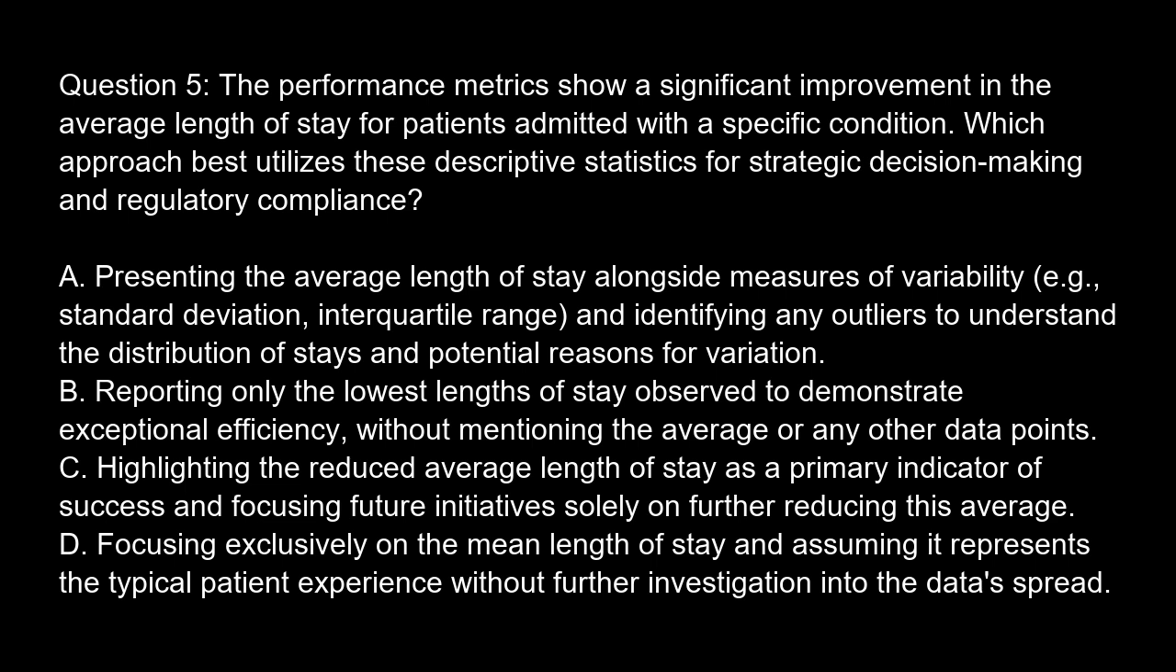Option B. Reporting only the lowest lengths of stay observed to demonstrate exceptional efficiency, without mentioning the average or any other data points. Option C. Highlighting the reduced average length of stay as a primary indicator of success and focusing future initiatives solely on further reducing this average. Option D. Focusing exclusively on the mean length of stay and assuming it represents the typical patient experience without further investigation into the data spread.